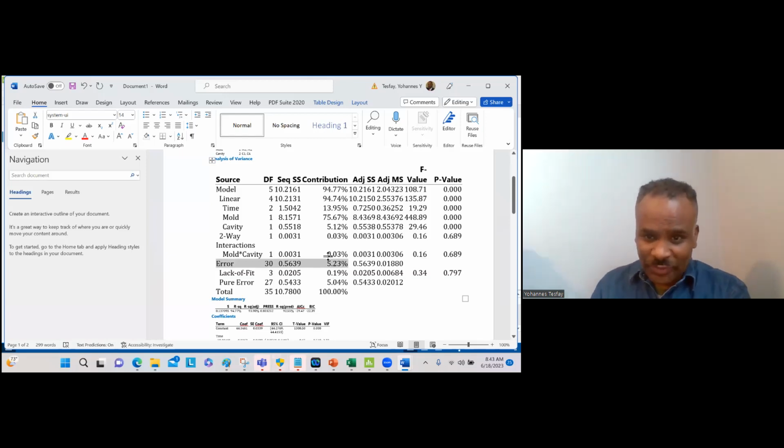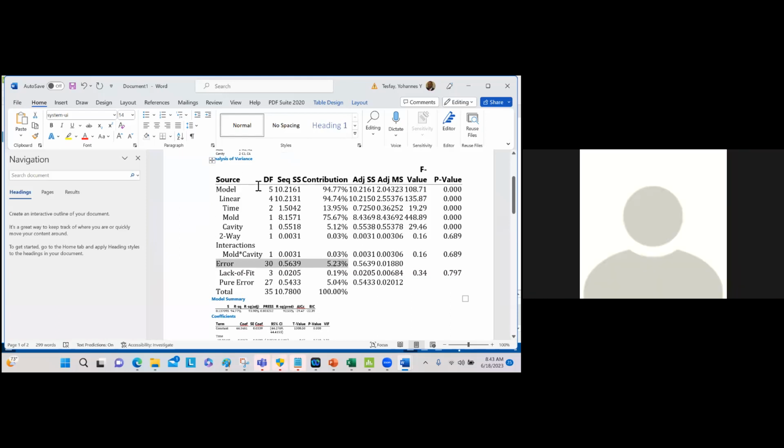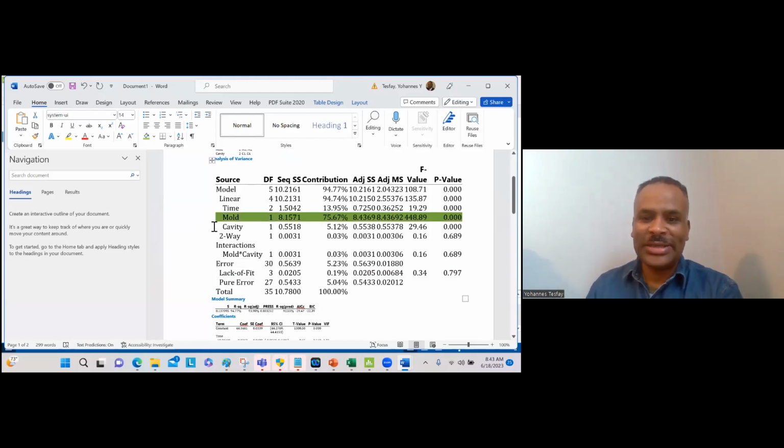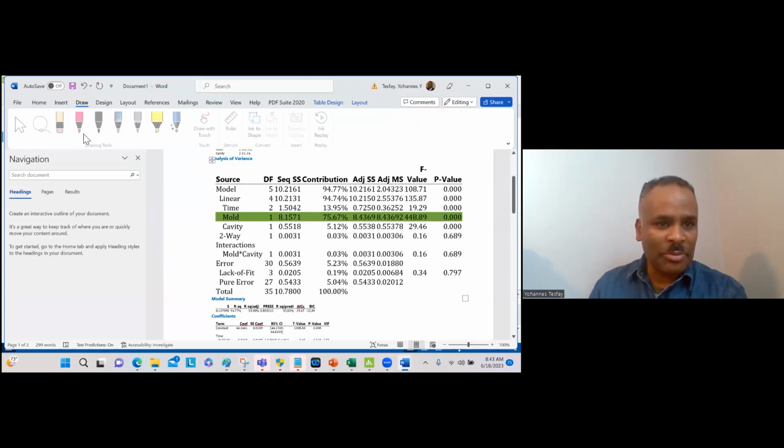Especially, which one is the most important variable here? It is mold. This becomes very important, you see? It means one machine and another machine have different performance. Okay? This is mold. So right here, I'm going to mark it, okay?